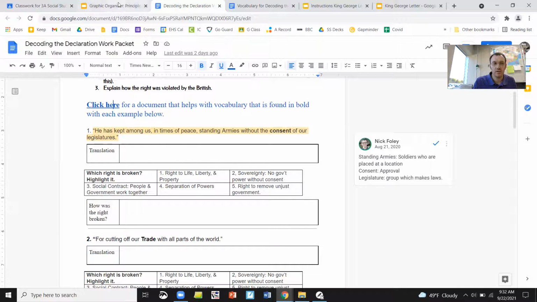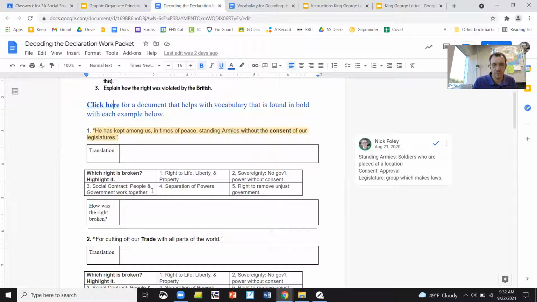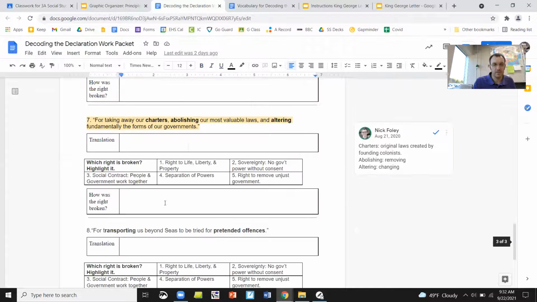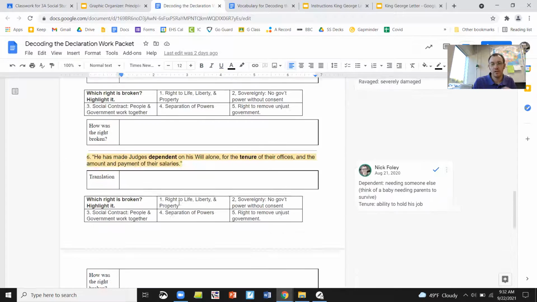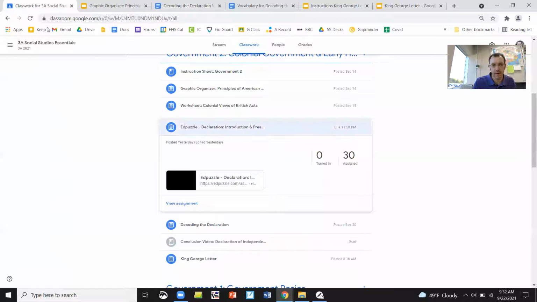And they decide which of these 5 rights from the sheet that they made do they feel was violated. They'll highlight which one it was, in their opinion, and they'll talk about how they feel that right was broken. Now, we do this, I think it goes through 8 of them. Yep, we do this to prep for the King George letter, which is their assignment. So let's move into that.